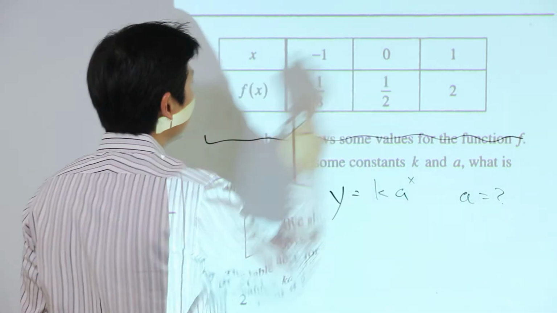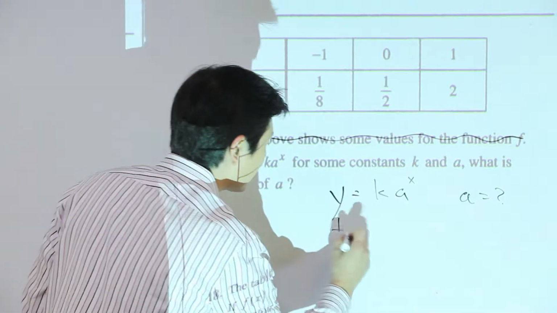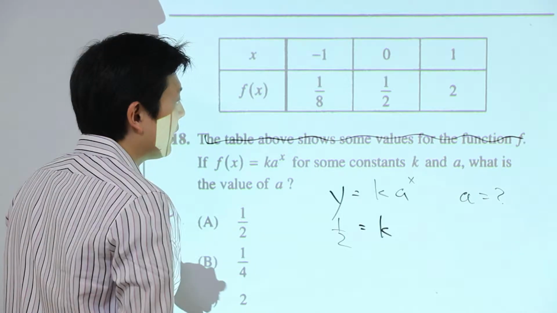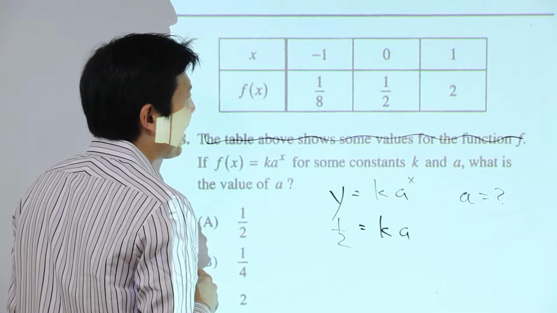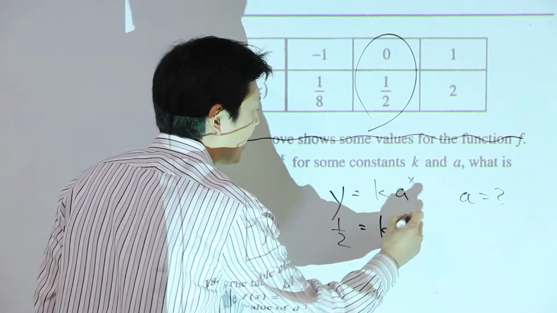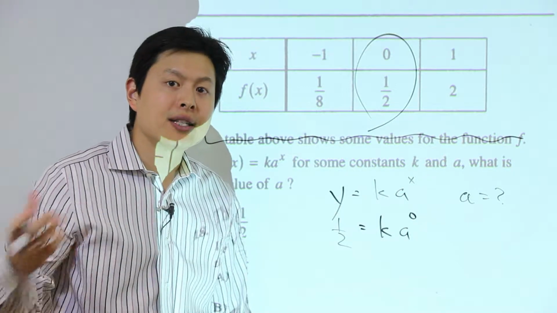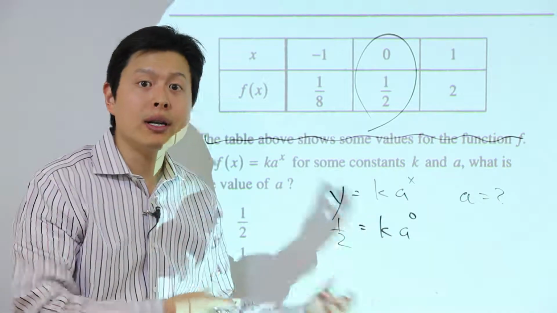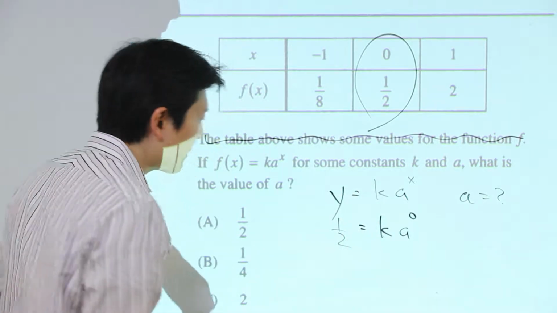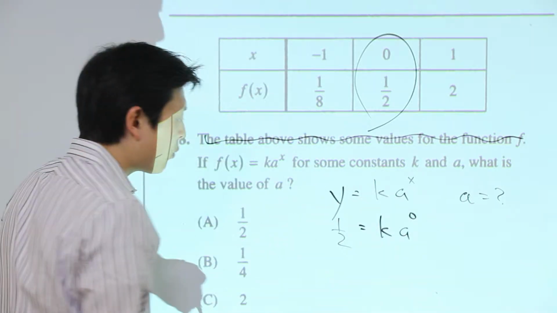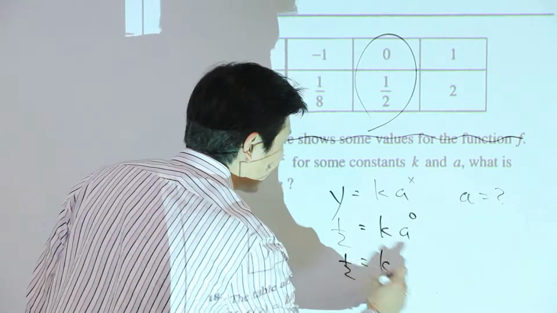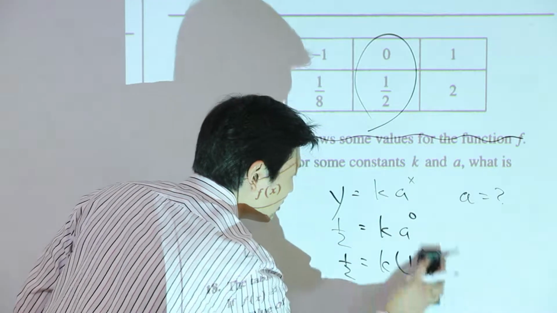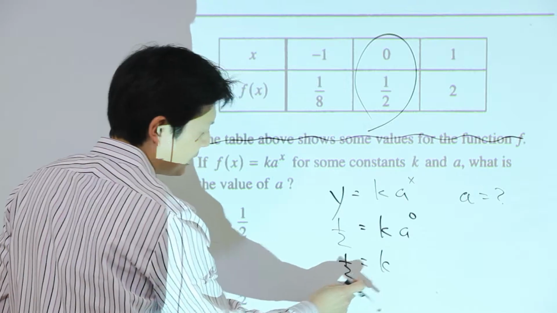My x is going to be a 0, my y is going to be a half, and that equals some k, I don't know what that is still, a, I don't know that either, but my x in this pair right here will be a 0. Now, what is anything to the 0 power? Anything to the 0 power is always a 1, right? 2 to the 0 power is 1, a million to the 0 power is 1, right? So a to the 0 power is also a 1, which means 1 half is equal to k times 1. A to the 0 is just a 1, which means k then is just equal to a half.